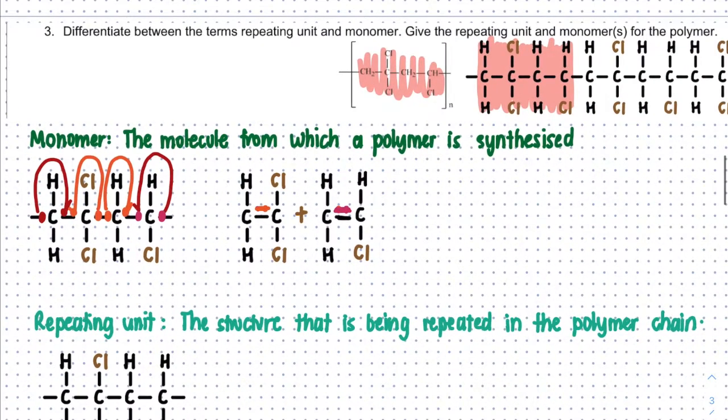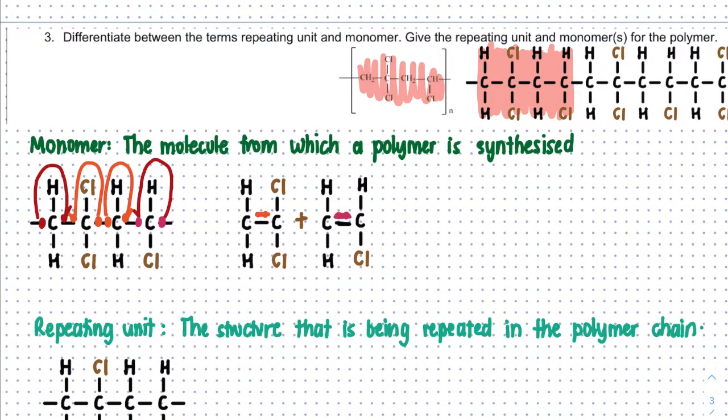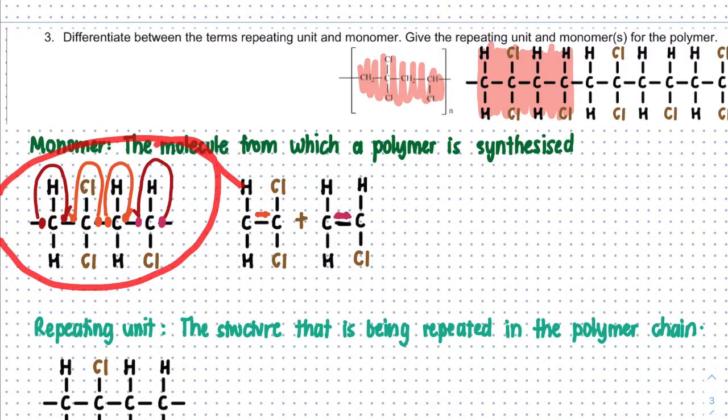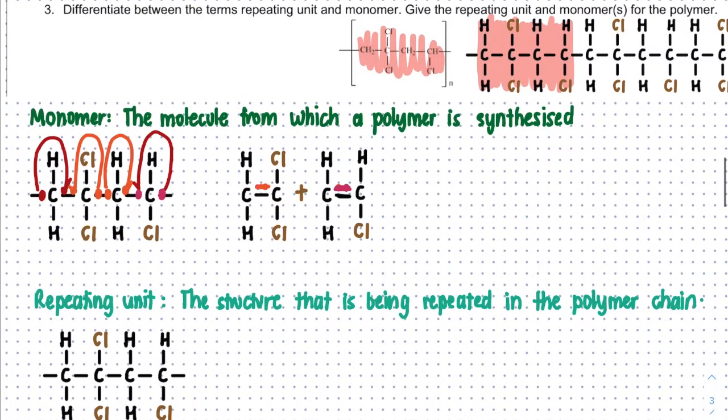Next we look at the definition of repeating unit. Repeating unit is the structure that is being repeated in the polymer chain. Monomer is the molecule from which a polymer is synthesized, that is the original one. Later when they react together, we will form our polymer. But the repeating unit is the one that is being repeated.